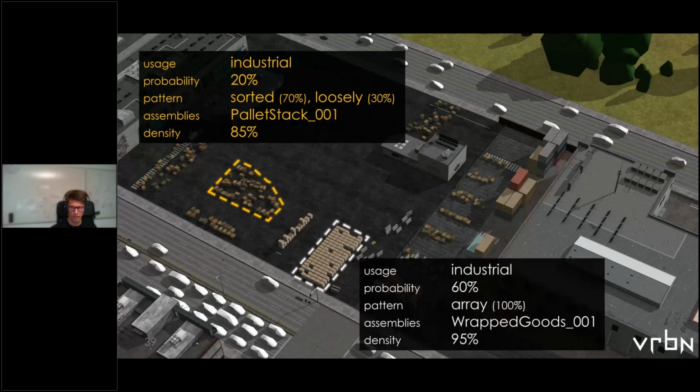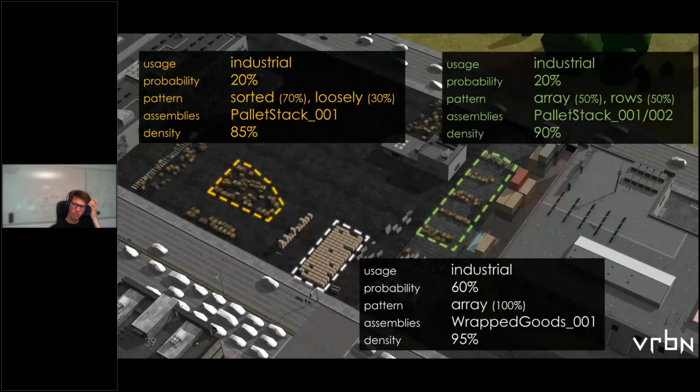I'm just highlighting 3. For example, the green one also has a probability of 20% to be used. It consists 50% out of arrays and 50% out of rows. You can see here it's built in rows, or at least a pattern that I call rows. It has a density of 90%, so roughly every 10th pallet is missing. And it consists of the assemblies pallet stack 001 as well as pallet stack 002. And you can, of course, make up every combination of assemblies and patterns and their densities and probabilities.